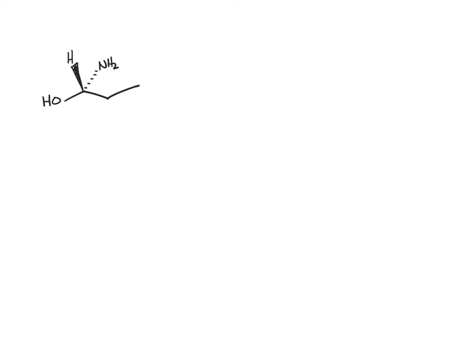Let's do another example here. We have our chiral center. Identify the atoms directly attached. We have an oxygen, hydrogen, nitrogen, and carbon. Once again, for reference, let's look at the periodic table.